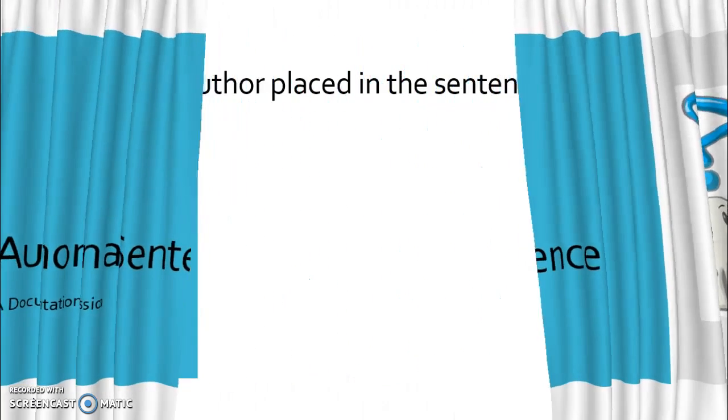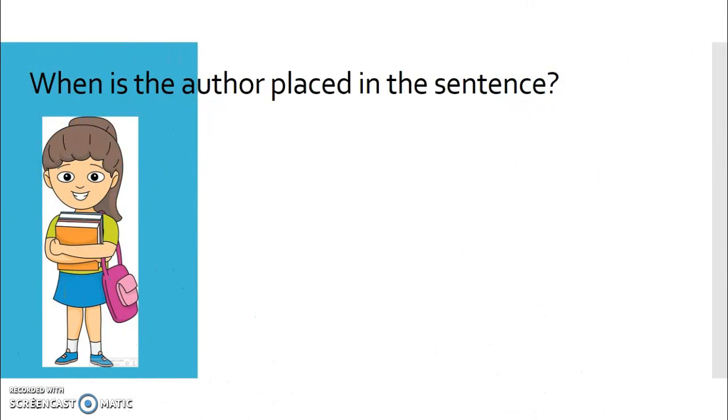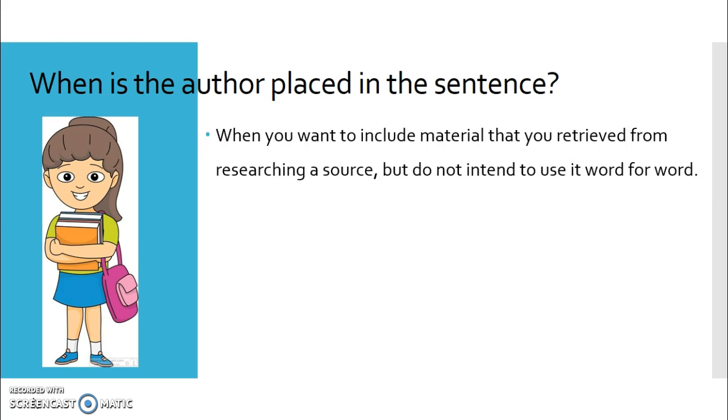So you may be asking yourself already, when is the author placed in the sentence? Well, the author is placed in the sentence when you want to include material that you retrieved from researching a source, but you do not intend to use it word for word. So this is more referring to if you are paraphrasing something or summarizing it. You need to make sure that you're giving the author credit.